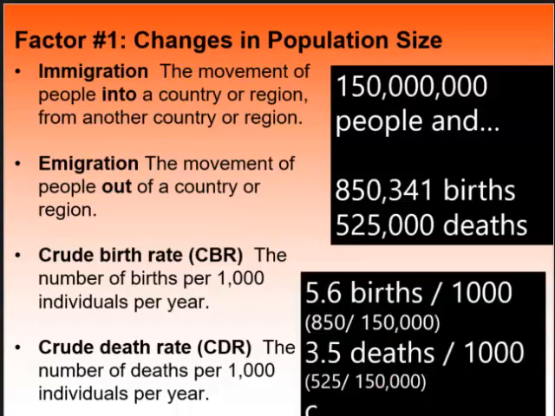So we have 5.6 births per thousand. And I calculated that by taking three zeros off of each of these, or three places off of these, because it was per thousand. So 1, 2, 3 per thousand.